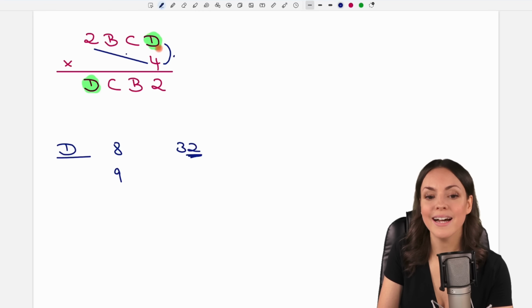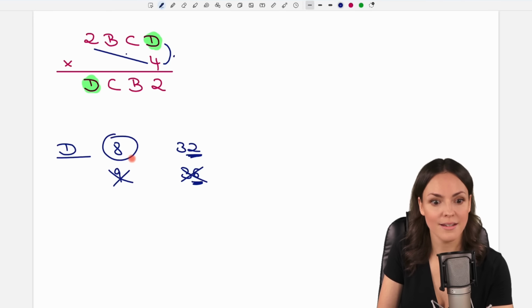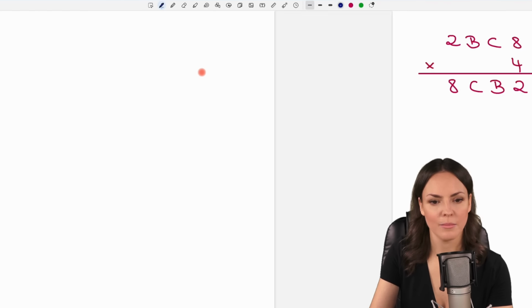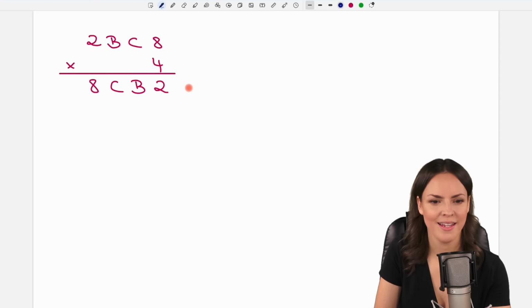4 times 9 would be 36. Ooh, no, that wouldn't work with the last digit here. So the 9 doesn't work, but the 8 does. So our D is 8, and I replaced it so that our number looks like this now.